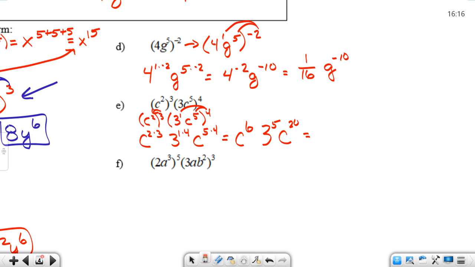So some of you might notice that we actually have a couple of like bases there. We're going to take care of those in a second here. Let's start with this 3 to the 5th. 3 to the 5th is 243. Now, with these like bases here, I've got c to the 6th times c to the 20th. If you guys recall, when we're multiplying like bases, we're going to add the exponents. So this is going to be c to the 6 plus 20, which is going to leave us with 243 c to the 26th power.